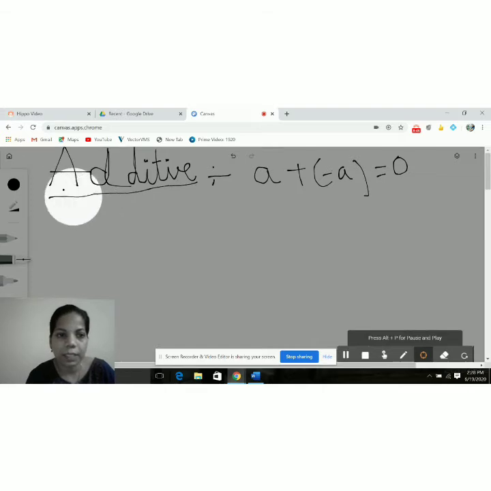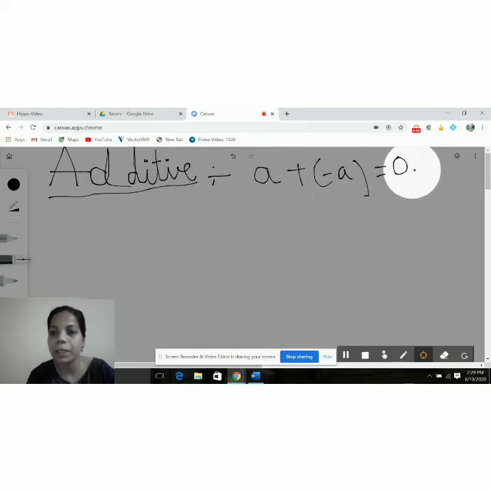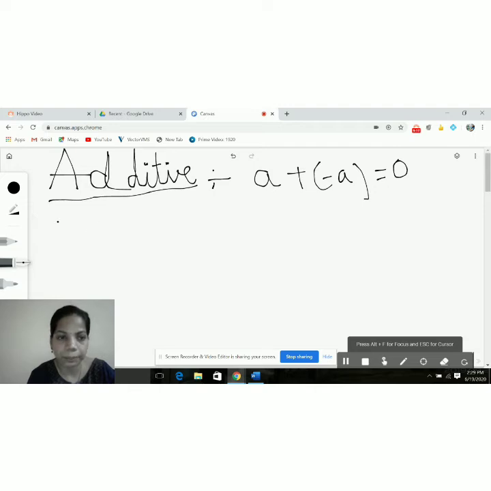The next property is the additive property. What is the additive property? If a is an integer, then a plus minus a is equal to 0. I repeat, if a is an integer, then a plus minus a is equal to 0. So a and minus a are called additive inverses of each other. So now we will prove this additive property with an example.